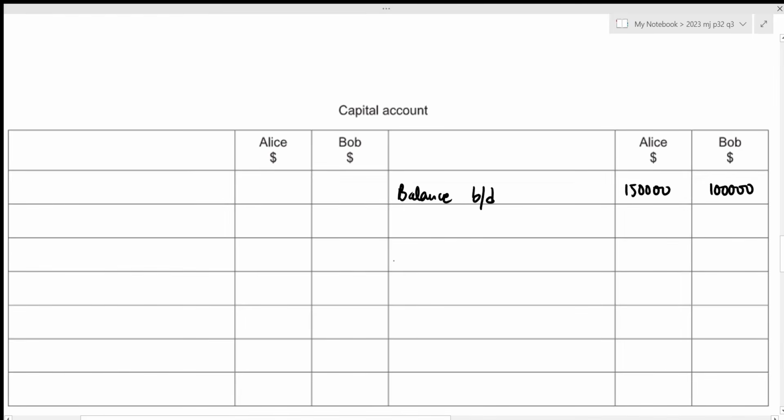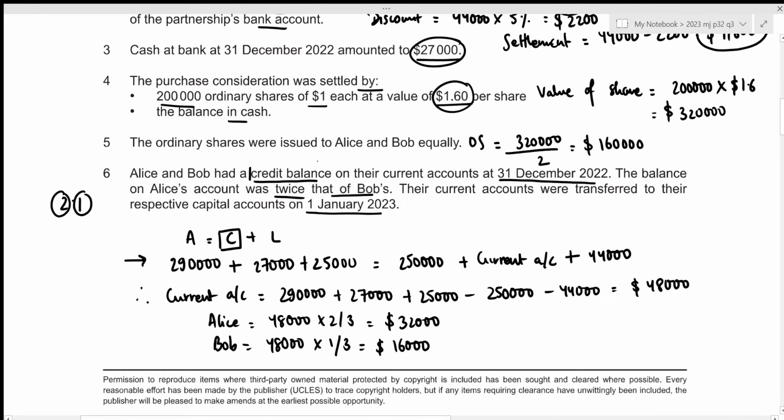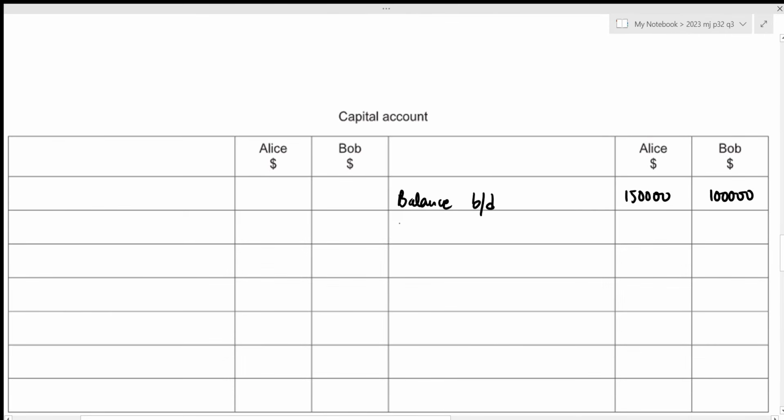Now we have also calculated their current account balances, and whenever the business is dissolving, in this case it is being acquired by X Limited, so our partnership is closing. In such cases, we need to adjust our current account balances to the capital account as well. And in this case, we were clearly told that they both have a credit balance, and credit balance refers to the amount that they need to receive from the partnership, which means that this amount will be adjusted towards the credit side of the capital account as well. So that is just going to be 32,000 and 16,000 on the credit side. And we can write it under the heading of current account. So that's 32,000 and 16,000.